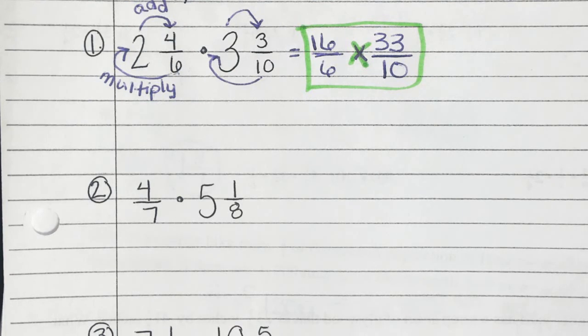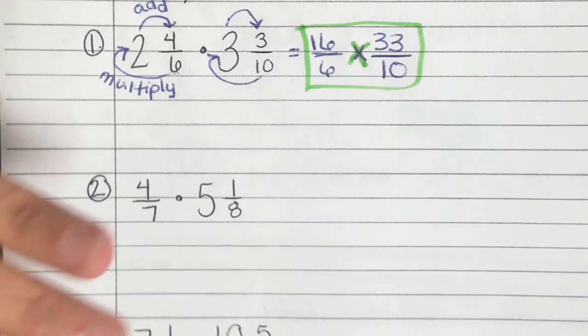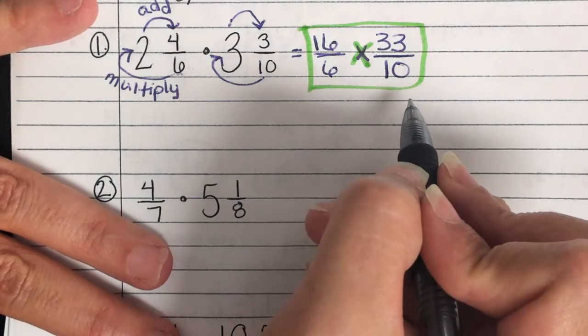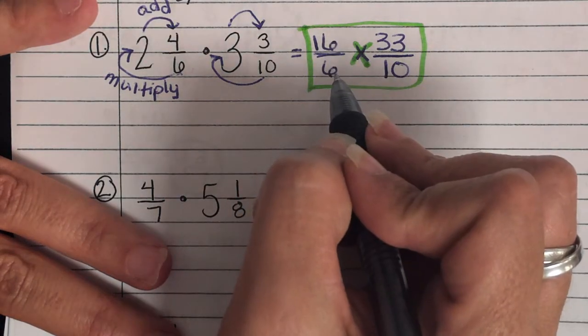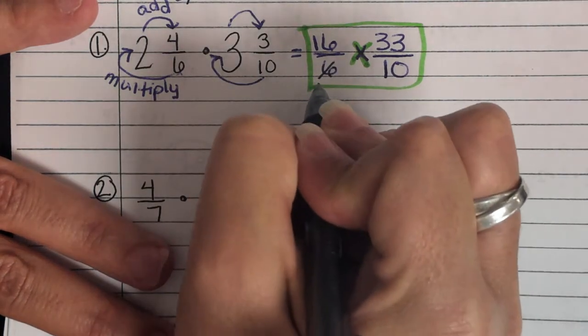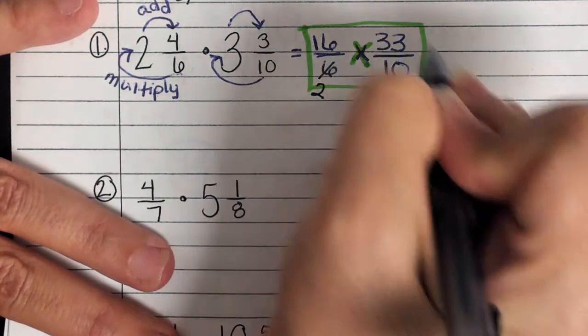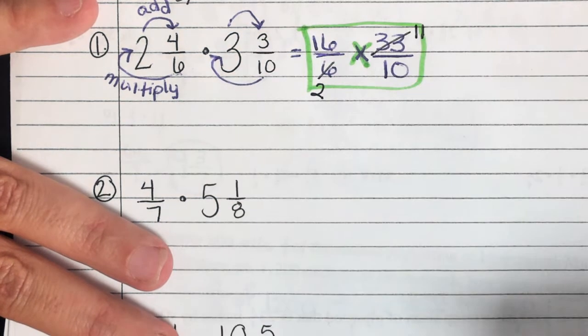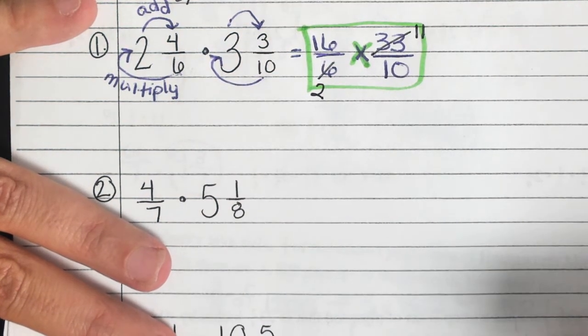Okay, so does anything simplify right here? Yes. 16 and 10, right? Or 16 and 6. Or 6 and 33. Josiah, what would 6 and 33 divide by? 3. And this would be a 2. And this would be an 11. Okay? Anything else simplify?